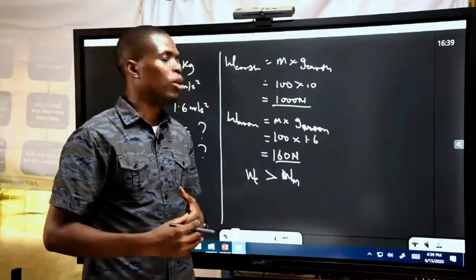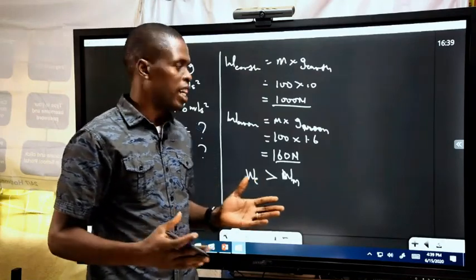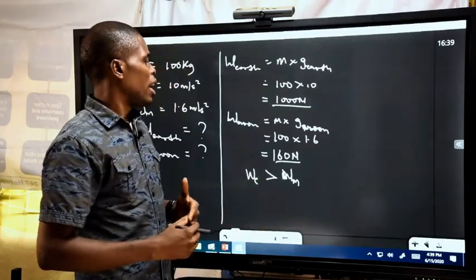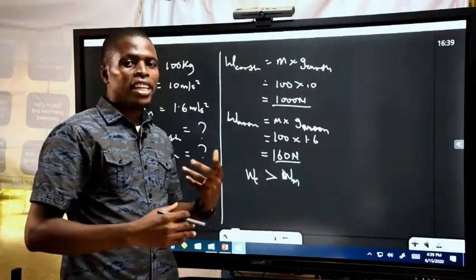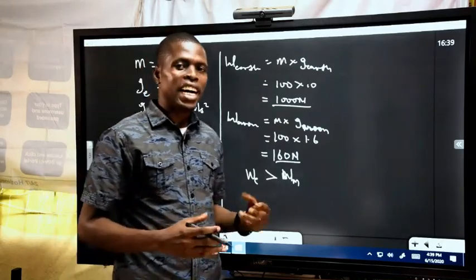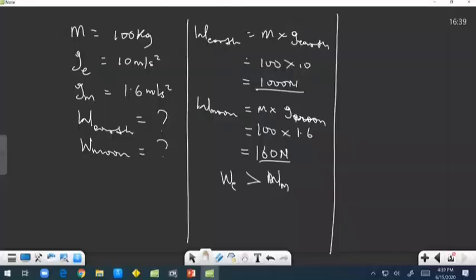The Earth is much bigger than the moon, and the moon, on the other hand, is not as big as the Earth. So therefore, we can conclude and say that the weight on the Earth is always larger than the weight of a body on the moon.